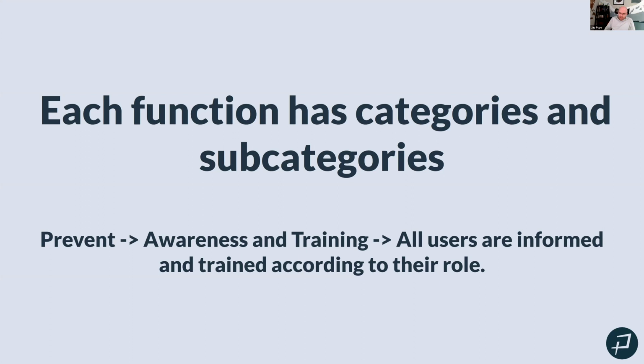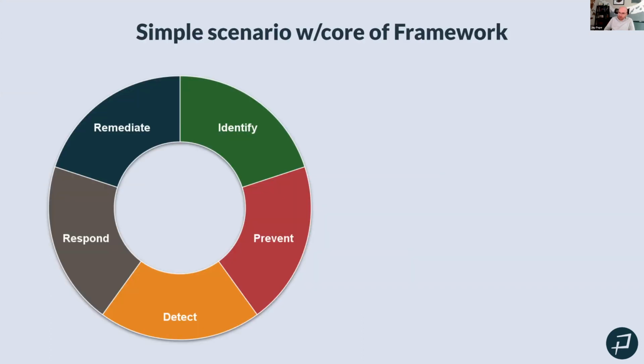And not every org needs to use all the subcategories, so you can adapt it to your org. The subcategories are descriptive, so they're not prescriptive. They don't tell you exactly how to do it. So in this example, it doesn't tell you how to make sure all users are informed, but that is the desired outcome. But let's take a simple scenario with the core of the framework.